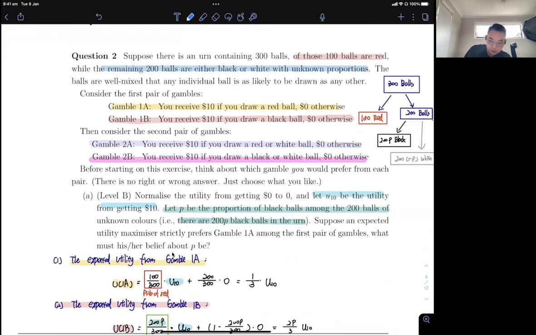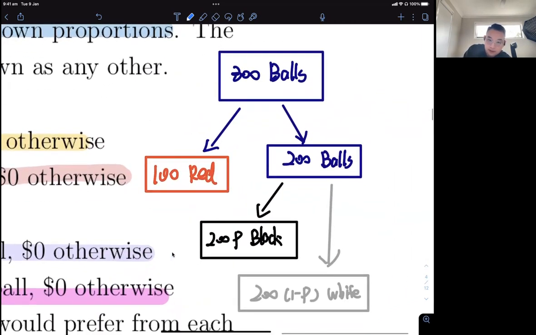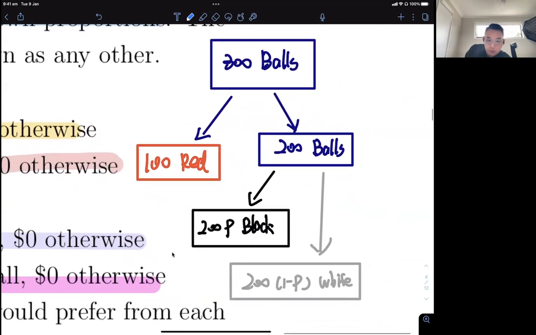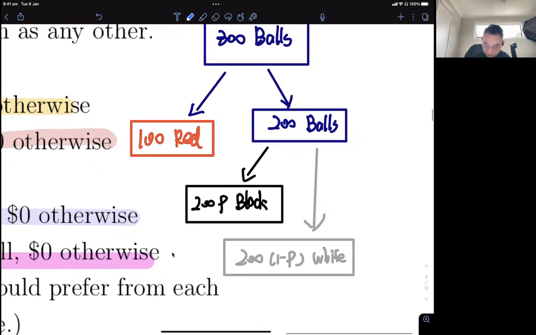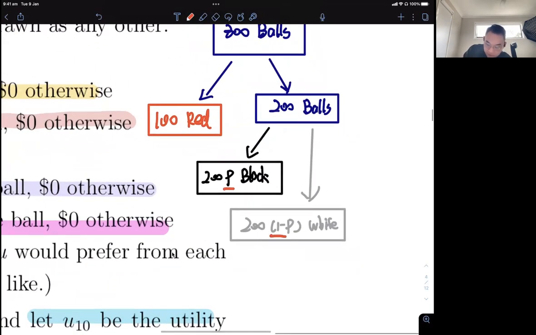Okay, cool. Question 2. Suppose there is an urn containing 300 balls. Of those, 100 balls are red. And there are 200 other balls. Of these 200 other balls, 200 times P will be black, and 200 times 1 minus P will be white. What is P here? P is simply the probability of a ball being black out of those 200 balls, so 1 minus P is the probability of a ball being white out of those 200 balls.